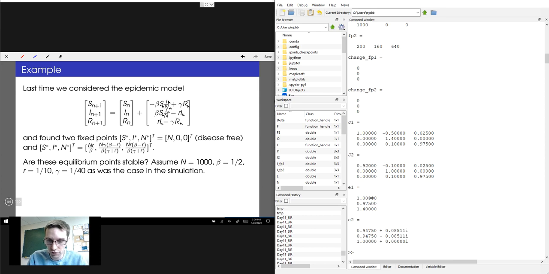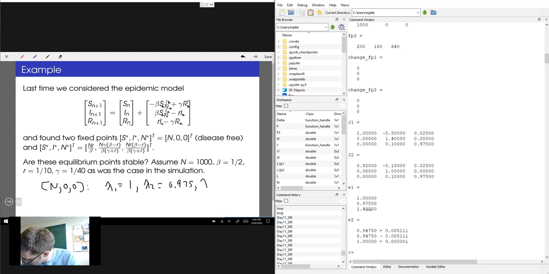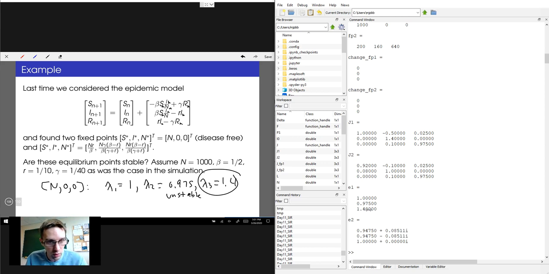The eigenvalues for the first fixed point are 1, 0.975, and 1.4. All right. So for n, 0, 0, we have lambda 1 is 1, lambda 2 is 0.975, and lambda 3 is equal to 1.4. And the key thing to notice is one of the eigenvalues is greater than 1, and so this must be unstable. Not that it's positive, excuse me, it's greater than 1. And if the absolute value is greater than 1, we said that means that we have an unstable fixed point. So what does that mean?